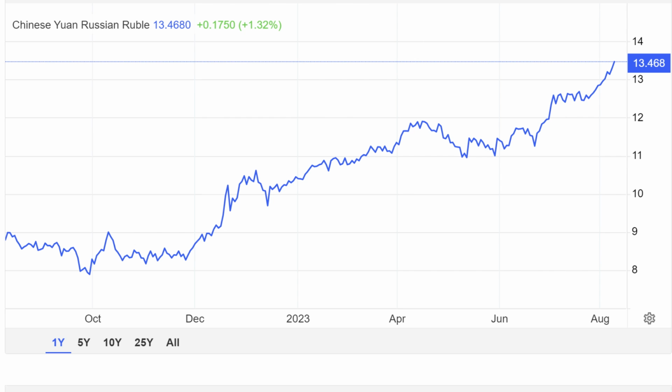This chart shows the exchange rate between the Chinese yuan and the Russian ruble over the course of the last 12 months. This time 12 months ago, one Chinese yuan was trading for around 8.8 Russian rubles. Today it's trading for around 13.5 Russian rubles, which represents a fall in value of the Russian ruble of 53% over the last year and 28% over the course of the last 6 months. And if you look at the shape of this chart, once again, you can see that over the course of the last 12 months, there has been a consistent decline in the value of the ruble.